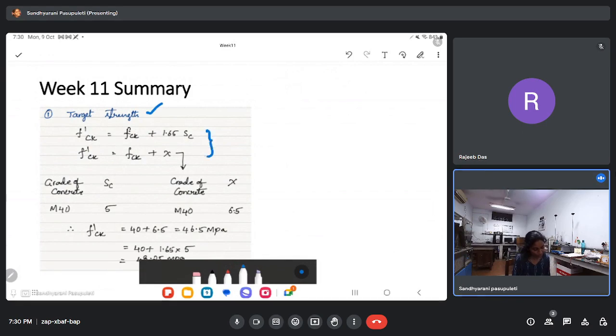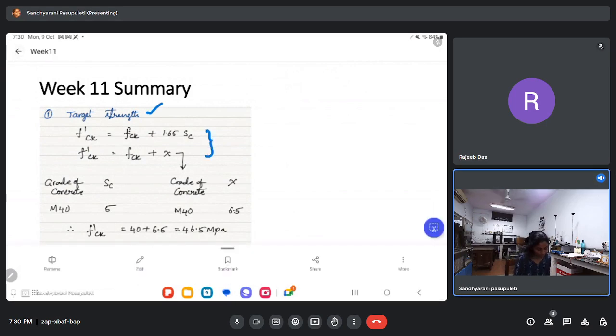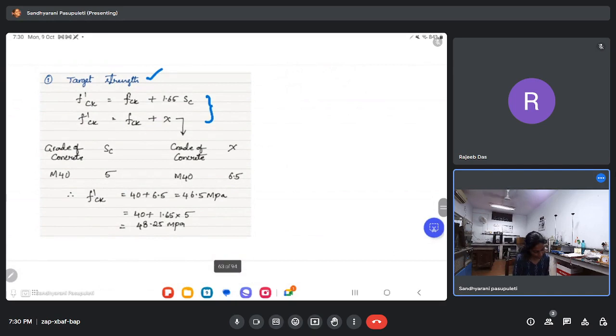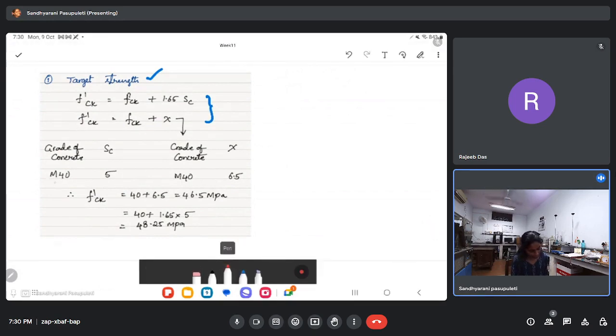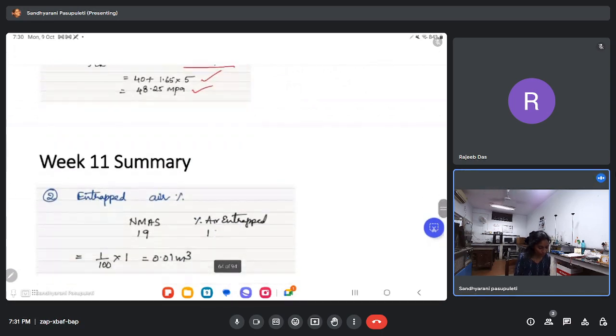So we have these two formulas. If you see the first formula here, we know the grade of the concrete is M40. The corresponding S is 5 from the table, so you can directly substitute that. And for the other formula, the grade of the concrete is M40, so X would be 6.5. Substituting in these two, we got 46.5 megapascals as one and 48.25 as the other. Out of these two, the maximum is 48.25.